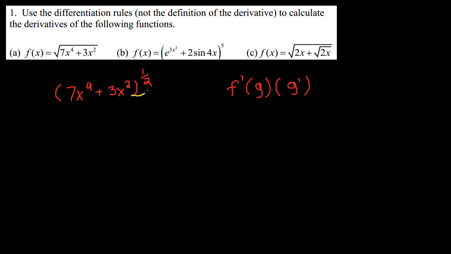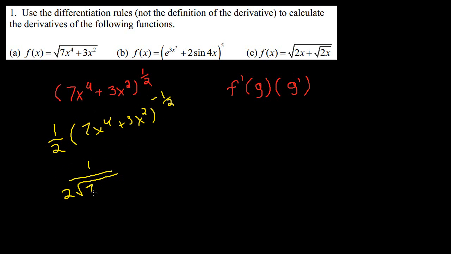So we're finding the derivative of f, the outside. That's going to be 1/2 multiplied by (7x^4 + 3x^2) to the negative 1/2. If you want to rewrite this, it'll look like 1/2 times 1 over the square root of 7x^4 + 3x^2. This is the first part, but we also have to multiply it by the derivative of everything inside.